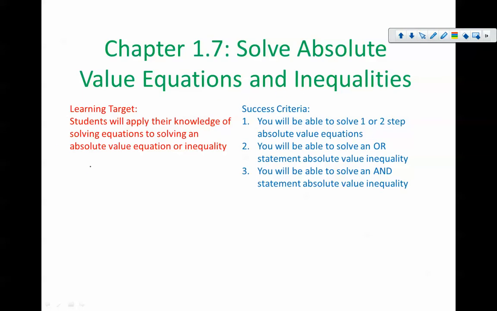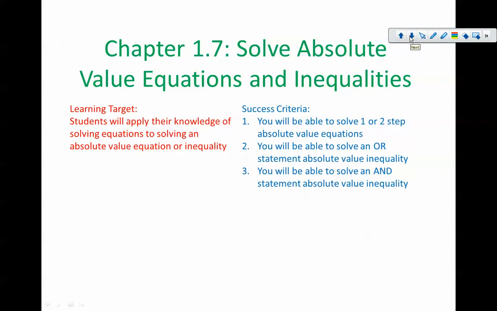So the big target for the day is that we are going to apply everything we know about solving equations to solving an absolute value equation or an inequality. Specifically, we're going to be doing these three things. You will be able to solve a one or two step absolute value equation. You will be able to solve an or statement absolute value inequality. And you will be able to solve an and statement absolute value inequality.